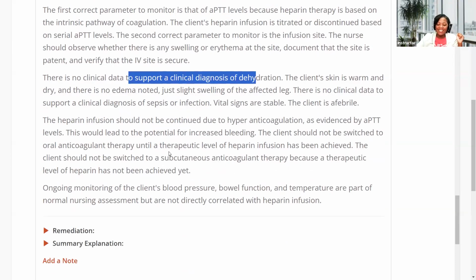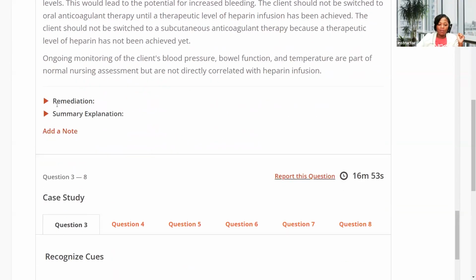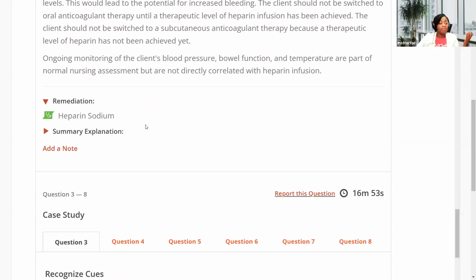Okay. All right. And then finally, good people, remediation on this was heparin. So once again, if this is a question you struggle with, it may be good to dig in a little more into heparin if you choose to do that.